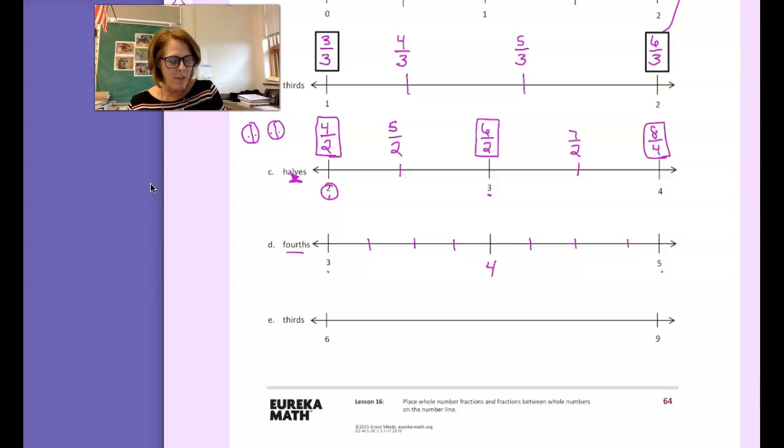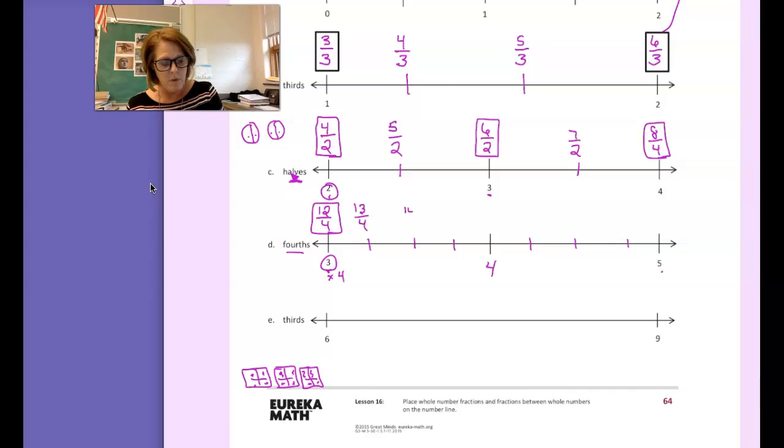If I have 3 wholes of something that's divided into fourths, and we shade all of those in, I have 12 fourths. Do you notice 3 wholes times fourths is equal to 12? So let's keep on counting. 13 fourths, 14 fourths, 15 fourths. Count with me out loud. 16 fourths, and that's a whole number, so we're going to put a box around it.